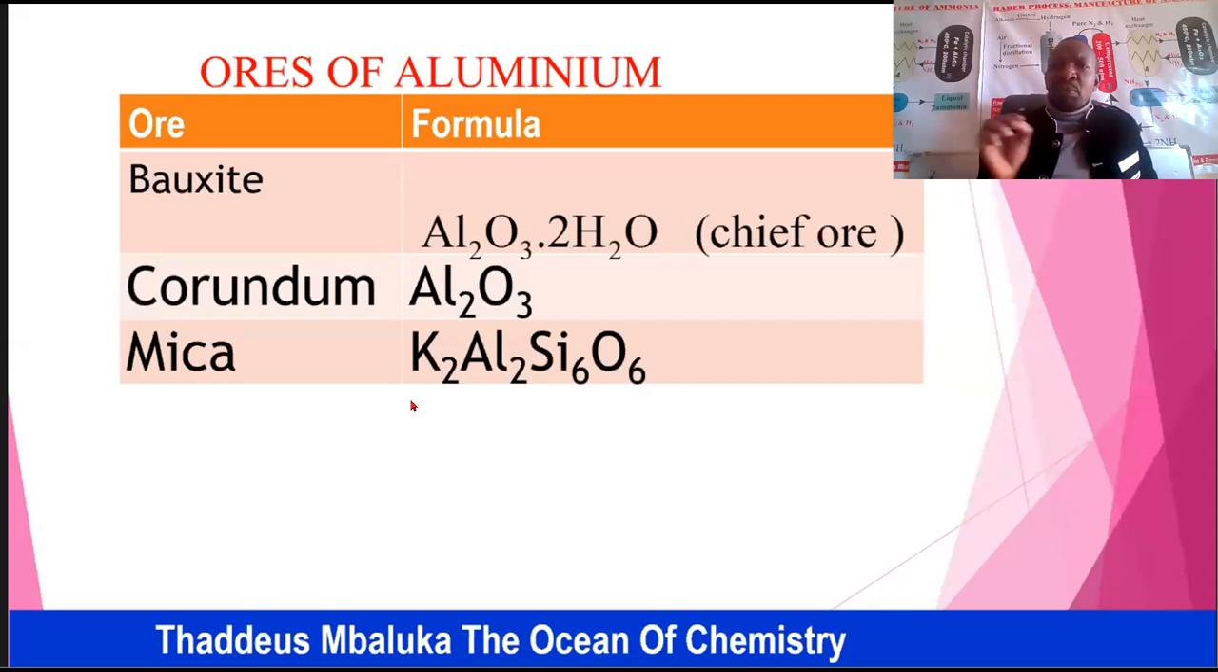To differentiate lead or aluminium, you can add aqueous potassium sulfate, sodium sulfate, sulfuric acid or sodium chloride. If you get no white precipitate, then it confirms aluminium. If it is a white precipitate, you confirm that it is lead. That is a way of testing the presence of aluminium.